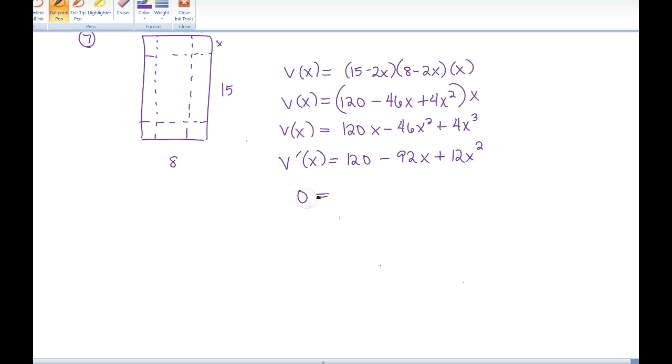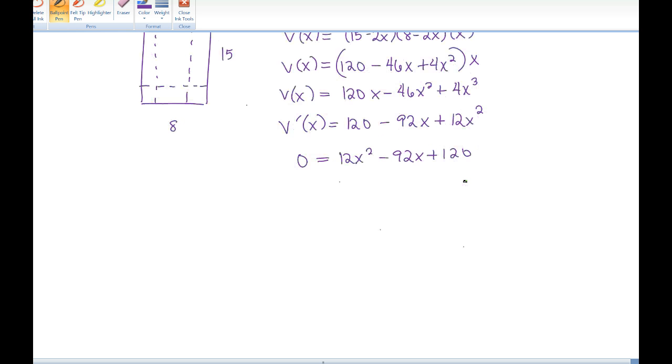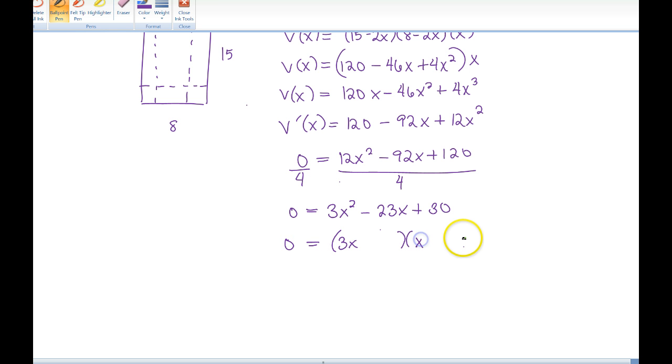I'm going to set this equal to 0. I'm going to just rearrange things. Okay, now I can actually simplify this. Everything is divisible by 4. So I get 3x squared minus 23x plus 30. And then let's see. Okay, so factoring this, I believe 3x minus 5 and x minus 6 will work.